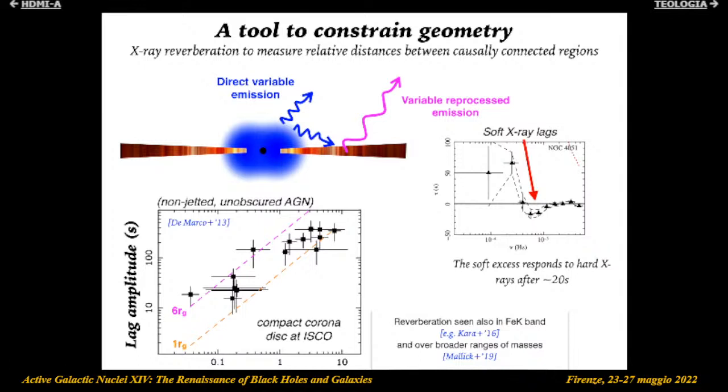So this is a plot that shows the time lags as a function of black hole mass for a sample of non-jetted unobscured AGN. And what we see here is that these time delays all mark very short distances, which is telling us that the corona should be compact and the inner disk should probably extend down to the innermost stable circular orbit. And this kind of lags have been measured also in the iron K band.